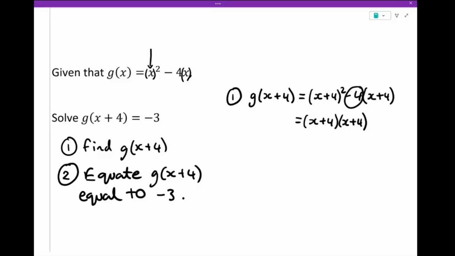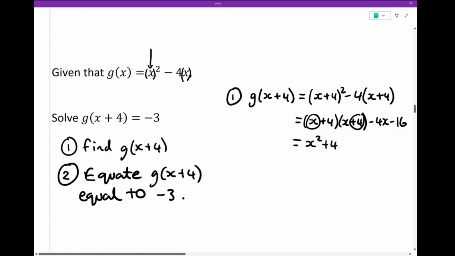And then we've got negative 4 multiplying my other bracket. So we're going to get negative 4x. And then negative 4 times positive 4 is negative 16. Now if I expand my brackets here, x times this x would be x squared. Then that x times the 4 would be positive 4x.